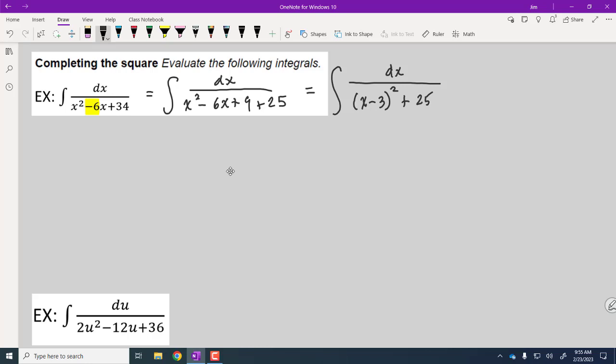Question? How did you get the bottom for the moment? How did I get this denominator? Completing the square, which is done by taking the coefficient of x, dividing by 2, and squaring. 6 divided by 2 is 3. 3 squared is 9. So we're going to borrow 9 from that 34. We're going to separate the 34 into a 9 plus 25. And now we see a sum of squares.